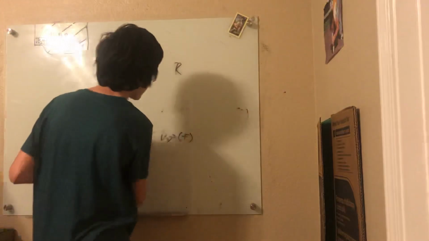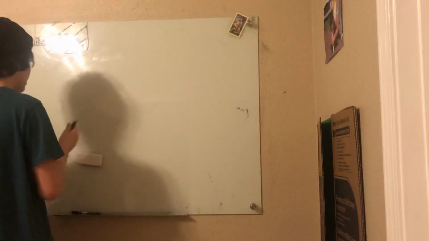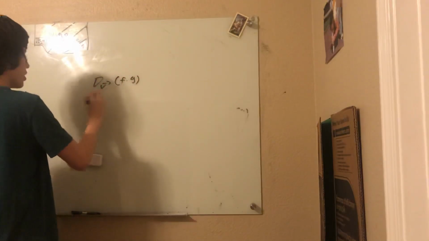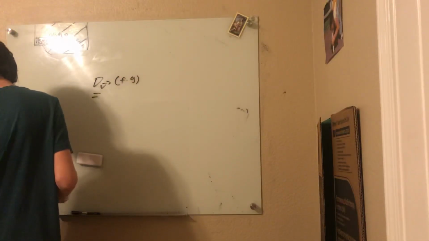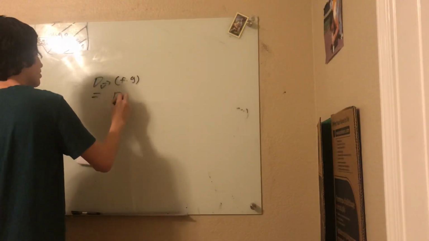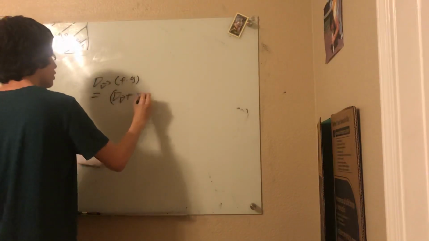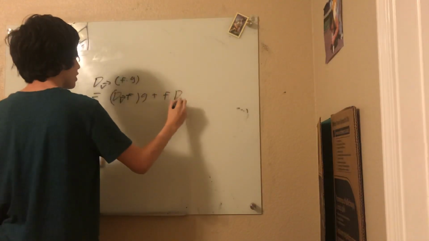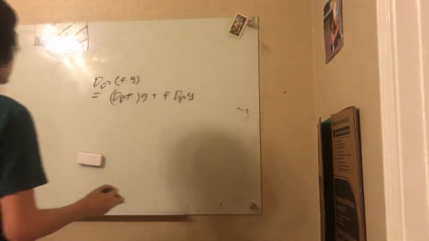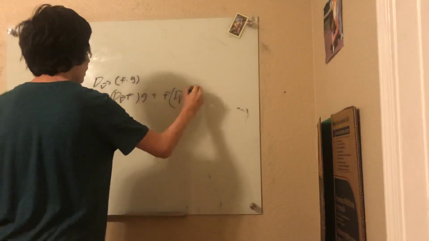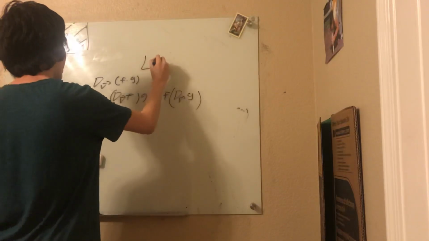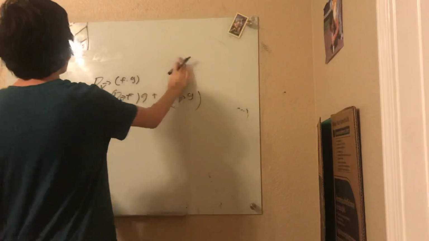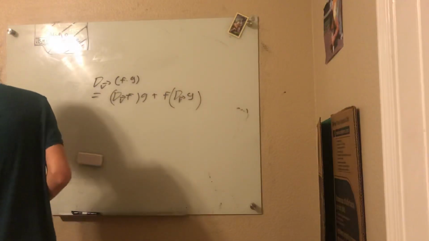And hopefully you know what the product rule is. I'll just put it down. D_v of (f · g) is equal to D_v(f) g plus f D_v(g), right? This is what we'll just call the Leibniz rule. I don't know how to pronounce it. Leibniz rule. Okay.